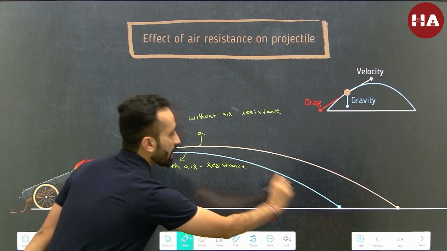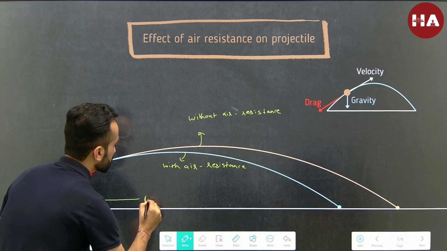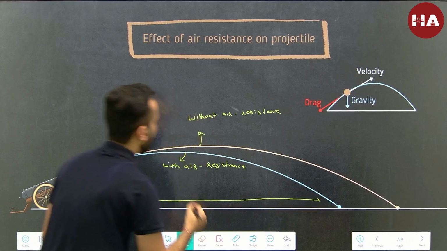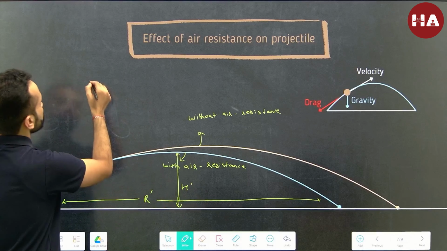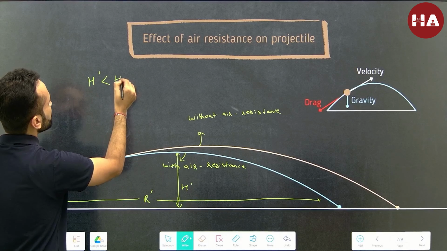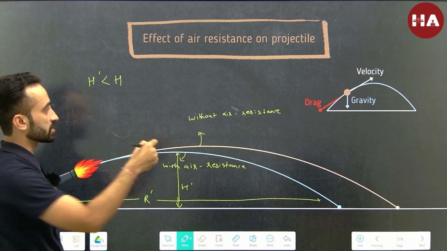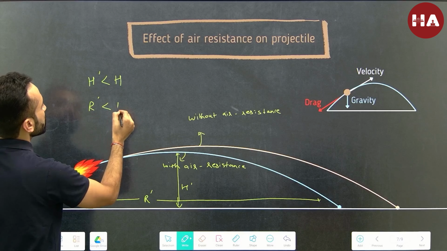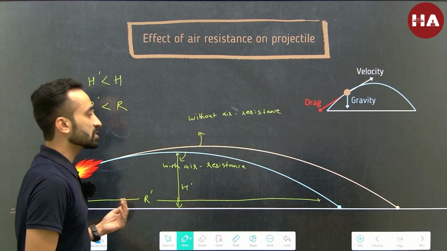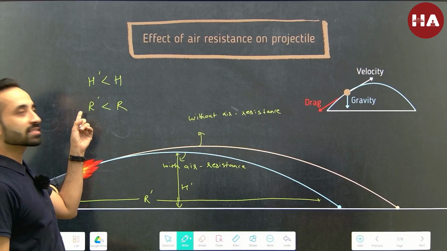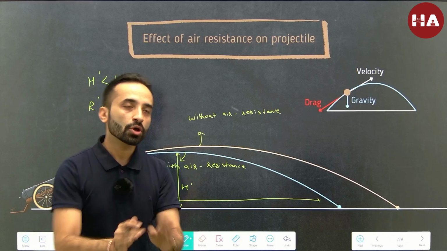Now this won't be parabolic exactly, and the path will have a shorter range. So let's say the new range is r dash, and the new maximum height is, let's say, h dash. So h dash will be less than h this time. H is the maximum height without air resistance, and the range will also be less, that is r dash will be less than r, where r dash is the range after air resistance is taken into account, and r is the range when air resistance was not taken into account.